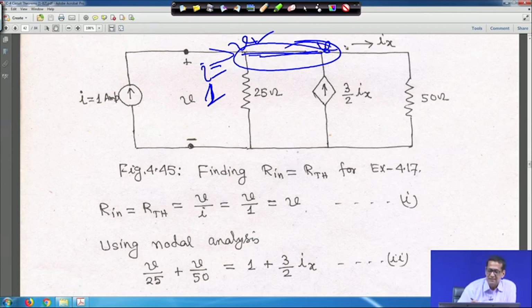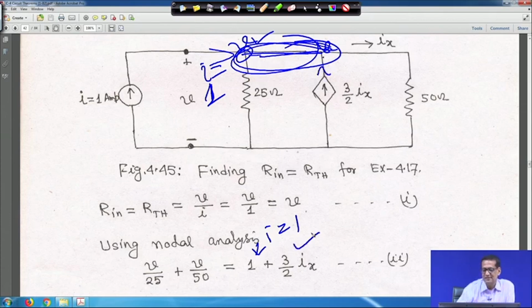So, that means this I is entering, if you apply KCL here, then I is entering, and I is equal to 1 ampere. So, 1, right. Another current 3 by 2 I x is also entering. So, plus 3 by 2 I x. These two currents are both entering and are equal to the current leaving through this branch, which will be V by 25. So, here it is V by 25.